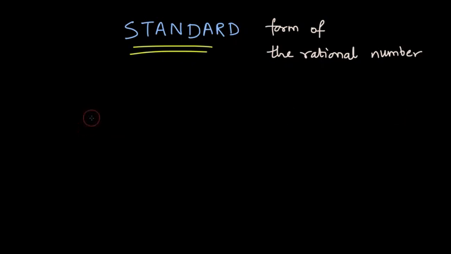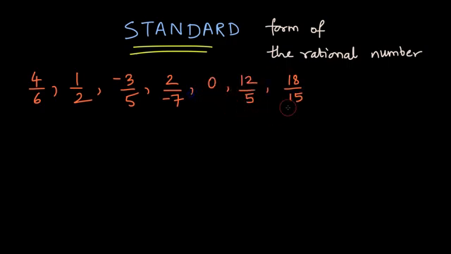Okay, we are going to talk about standard form of the rational numbers. Now I am going to write few rational numbers and then we are going to write or select the rational numbers which are in the standard form. So let's do that exercise. I am going to write 4 by 6. I will write 1 by 2, minus 3 by 5, 2 by minus 7, 0, 12 by 5 and 18 by 15.